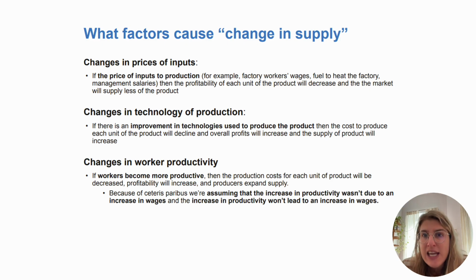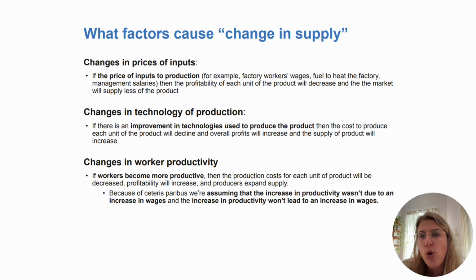And finally, changes in worker productivity can also shift supply. So if workers become more productive, then production costs per unit fall, right? Maybe workers receive training or get university degrees and become more productive. This means higher profits and more supply when worker productivity increases.